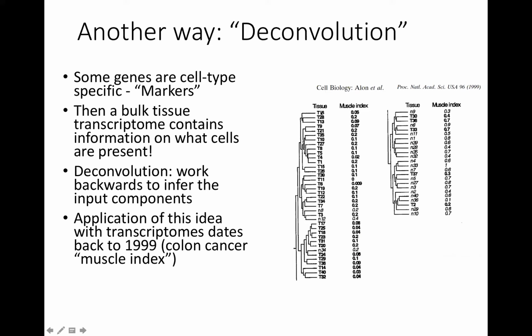But I had forgotten actually that they had this muscle index, and this is on colon cancer. They had a bunch of tissue samples, and they used, I think, about 10 smooth muscle markers to come up with a number that says something about how much muscle was in the sample. I don't think they really used this very much, other than to point out that the normal samples, labeled N here, tended to have a lot more muscle in them. So the numbers are higher.